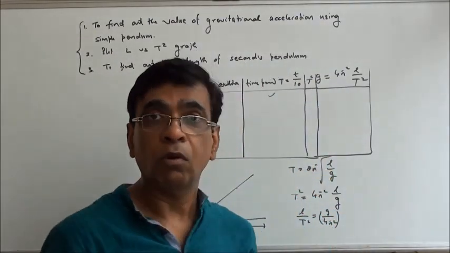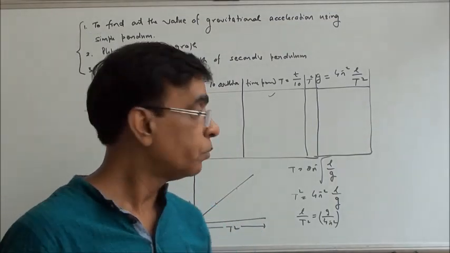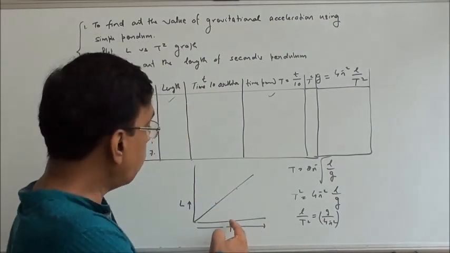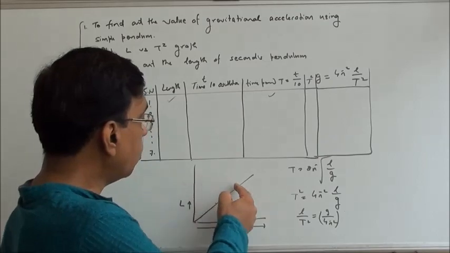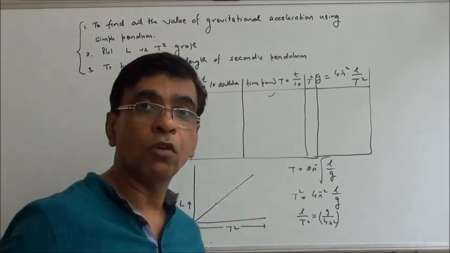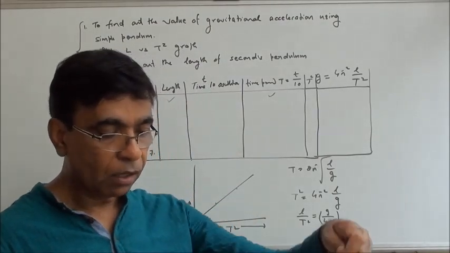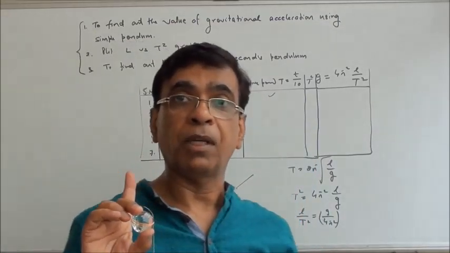a pendulum of which the time period is 2. So T square value will be 4. So you can find out the length corresponding to 4 second square. Right? Precautions should be kept in mind.